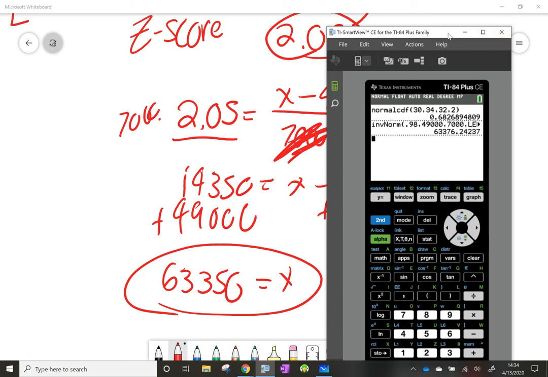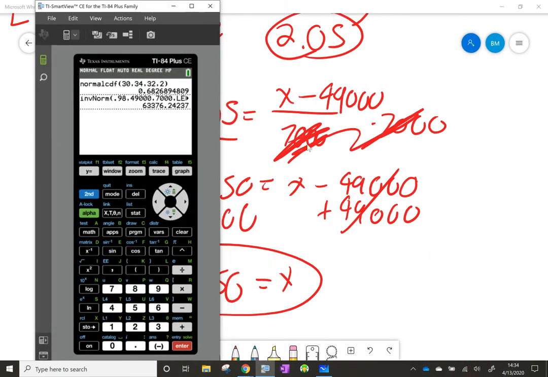So that's perfect. You can use the calculator or you can not use the calculator. It's up to you. If you have a graphing calculator, obviously this becomes a lot easier, but you can still do this from scratch by hand.